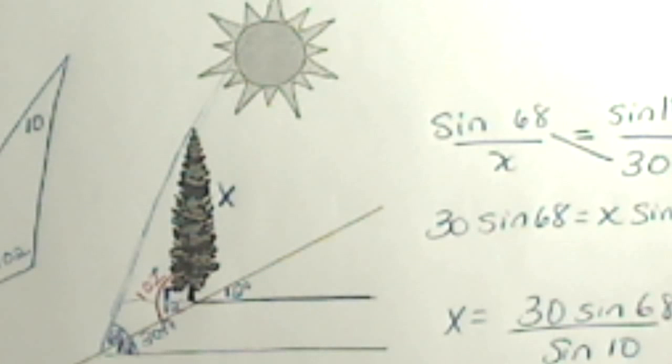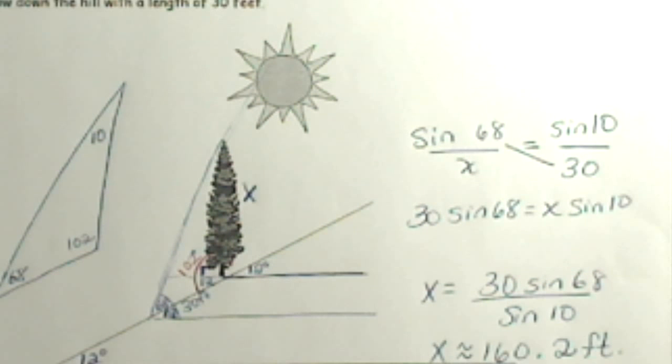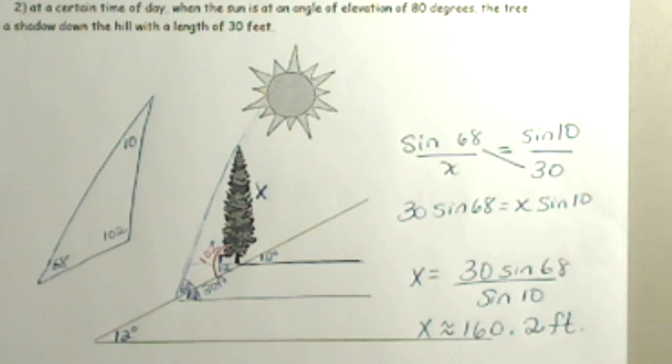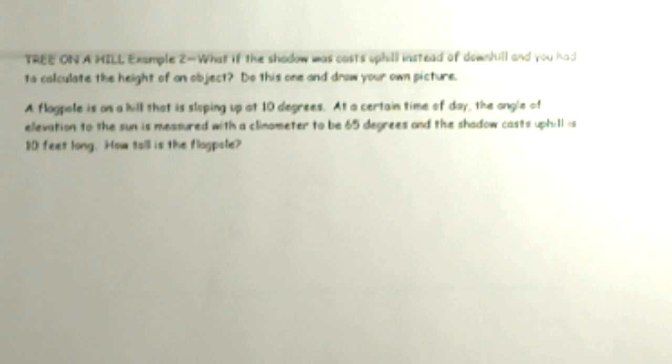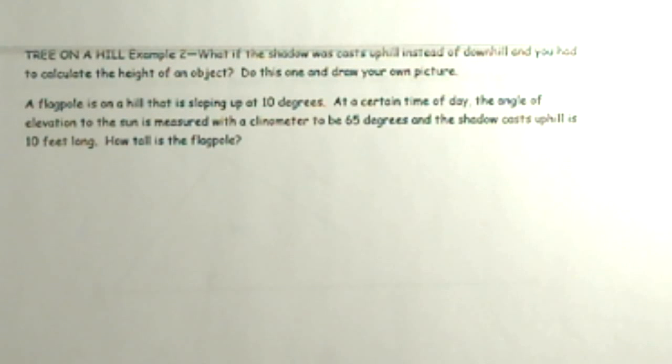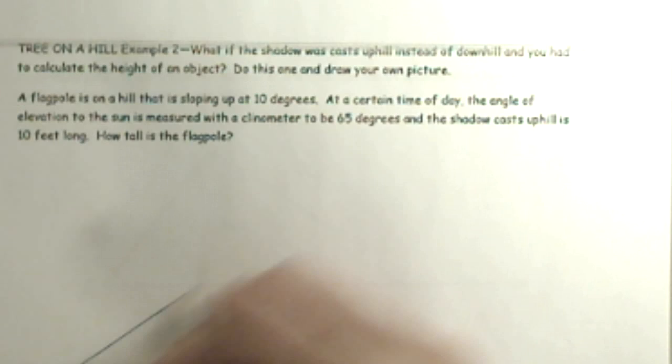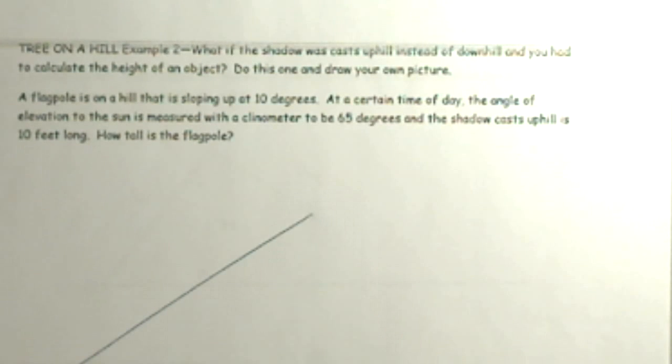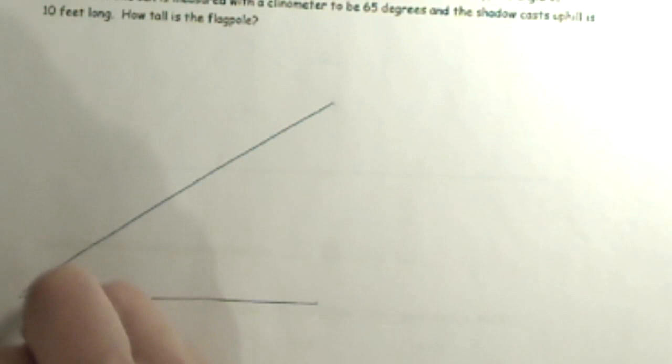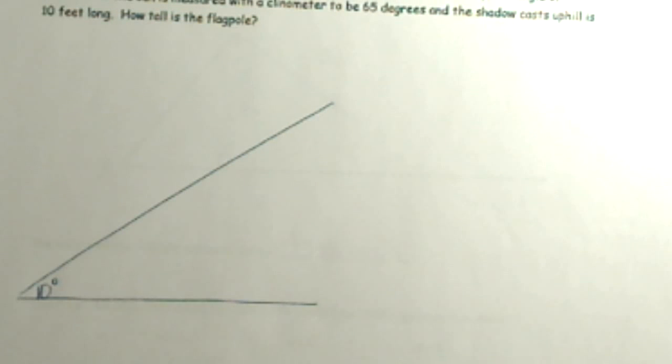For our next example, we're going to do one where the shadow is cast uphill. So, what if the shadow was cast uphill and you had to calculate the height of an object? We're going to draw our own picture this time. There's a flagpole on a hill sloping up at 10 degrees. So here we go. Flagpole on a hill that slopes at 10 degrees.